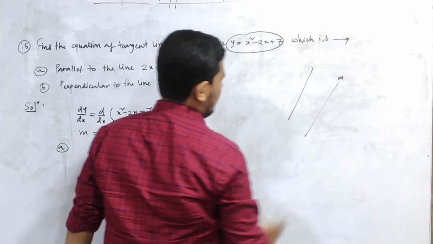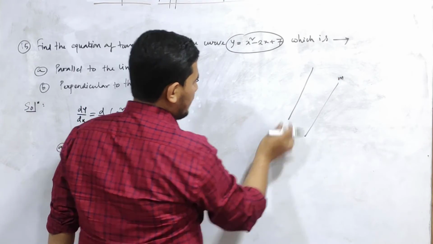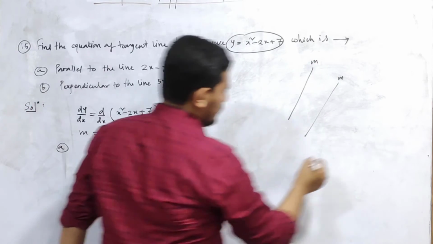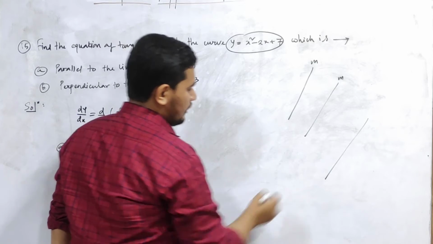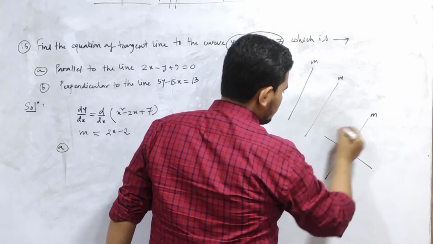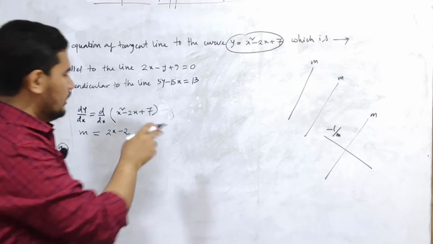Suppose this has a slope of m. As these two lines are parallel, this line will also have slope m. Another way to see it: if this is a line and this is the normal to this line, and this is m, then this will be minus m. So these are two basic concepts in this question.